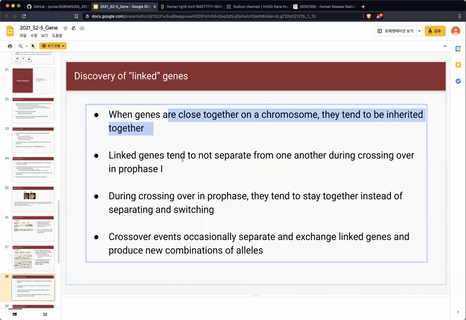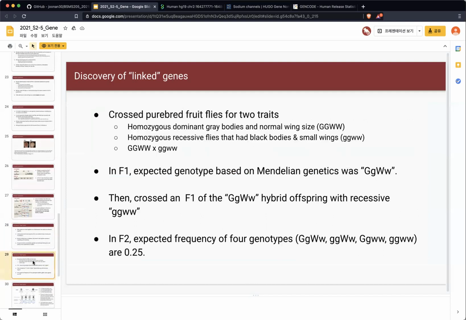So linked genes tend to separate from one another during crossover in prophase I, as we discussed in a previous slide. Otherwise, they tend to stay together instead of segregating and switching. And this is in opposition to the independent assortment assumed by Mendel, right? Crossover events occasionally separate and exchange linked genes and produce new combinations of genes. And as we also learned, this is a source of variation in each generation, right?